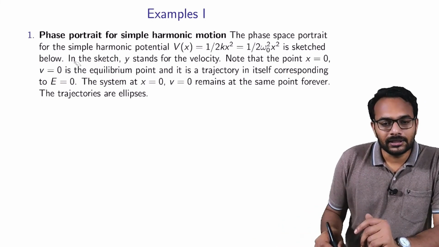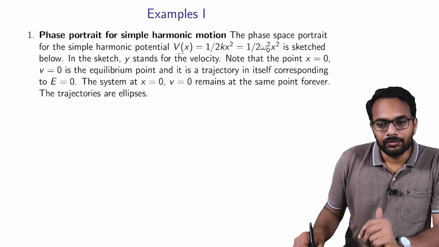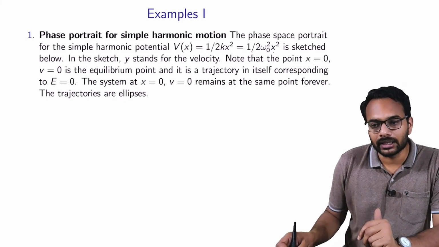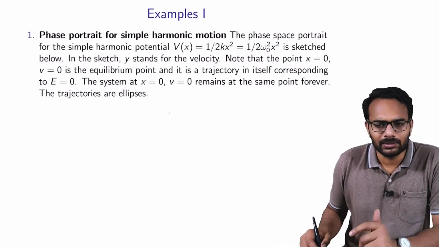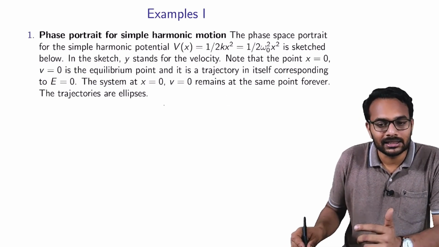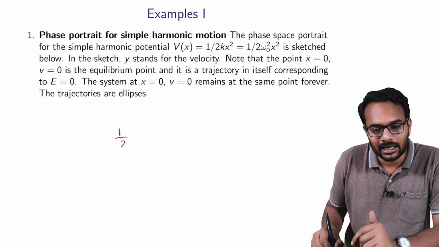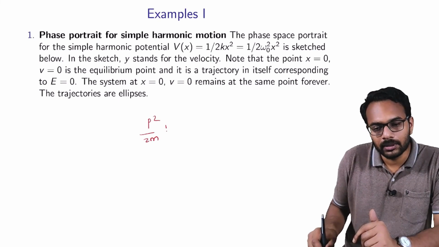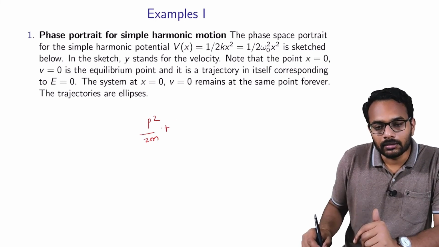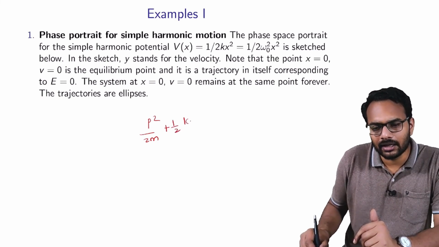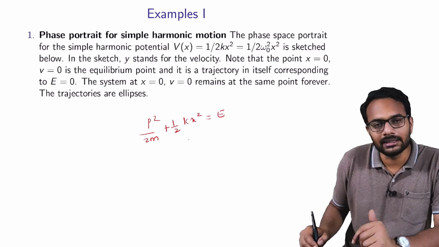The phase space portrait for a simple harmonic potential V of x equal to half kx squared, which is equal to half omega squared x squared, is sketched. How do we sketch? It's easy to see that this is an ellipse, because what's the conservation of energy condition? We say that p squared by 2m, this is the kinetic energy, plus the potential energy, let's write it as half kx squared, is equal to some energy E.